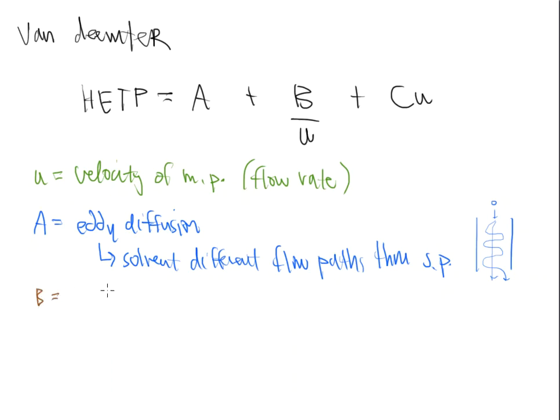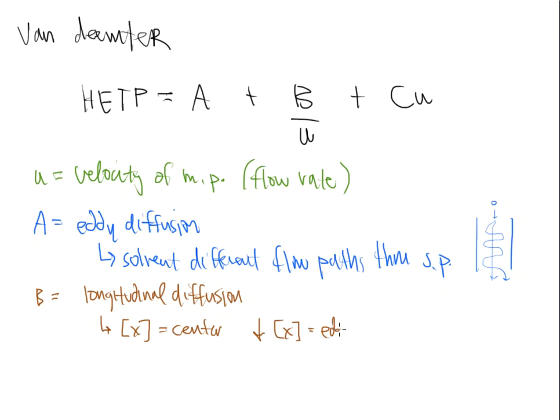As far as B goes, what is the B variable? This is called longitudinal diffusion. All right, so longitudinal diffusion basically means that the concentrations are going to be different. The concentrations in the center are going to be the most, right? And you get lower concentrations as you go to the edges of the column. So the concentration of the analyte is less at the edges of the band than in the center.